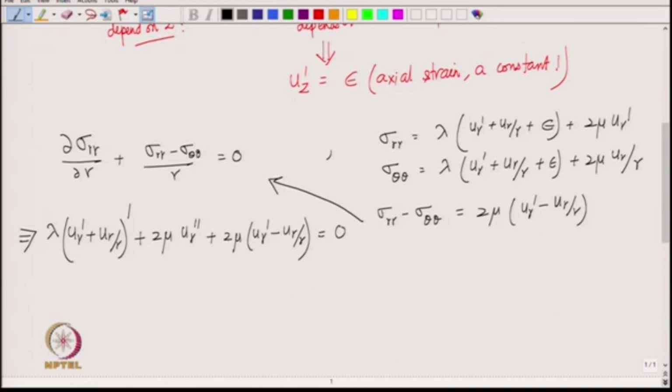Okay. But we have to see that this whole thing actually is 2 mu u r prime plus u r by r whole prime. So, when you do the derivative, you will see that these two become the same, okay, because you see the first one goes here and the second one, when you apply product rule of differentiation, gives you the two terms here.